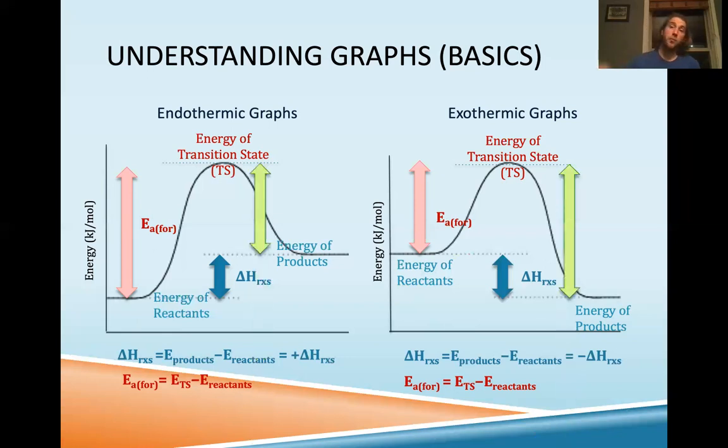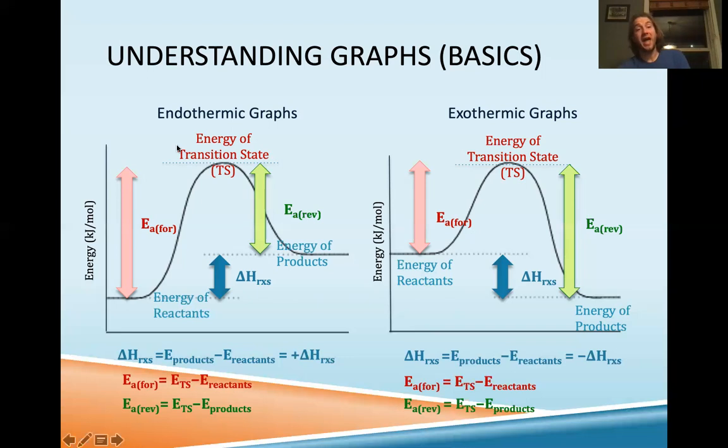If we were going to go backwards the other way, we would say that this is our EA reverse. And it's the same deal. If we want to know the activation energy in reverse, we would take the energy of the transition state minus the energy of our products. That would give us our activation energy going back the other way. And the reason we would care about that is that if you look at your graph, the difference in those energies gives you your delta H of the reaction again.